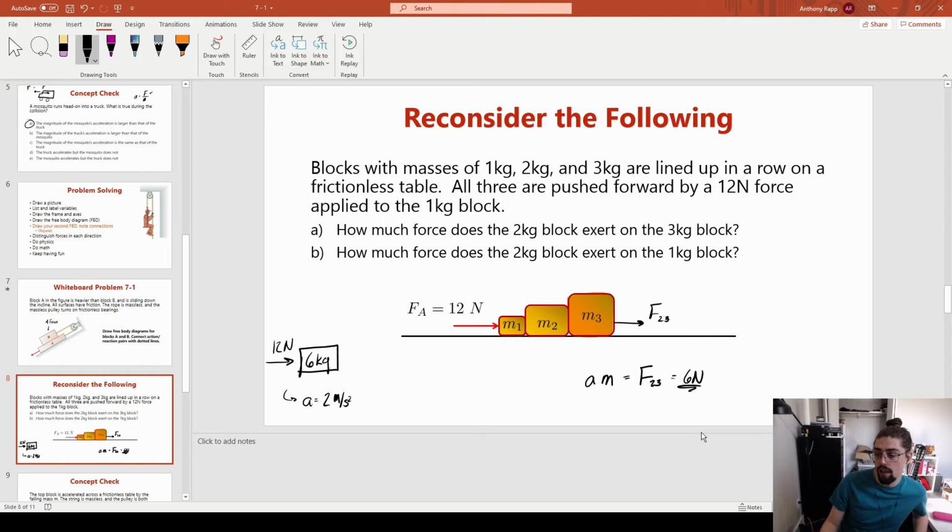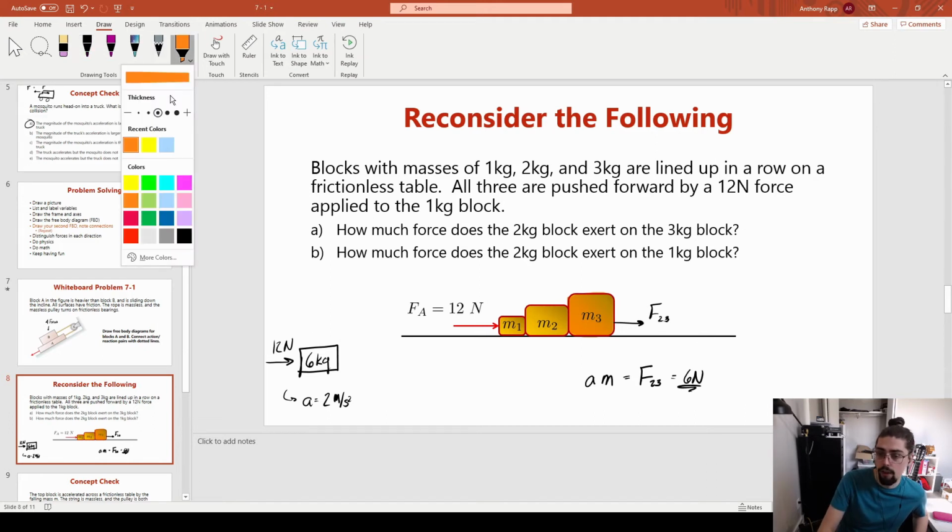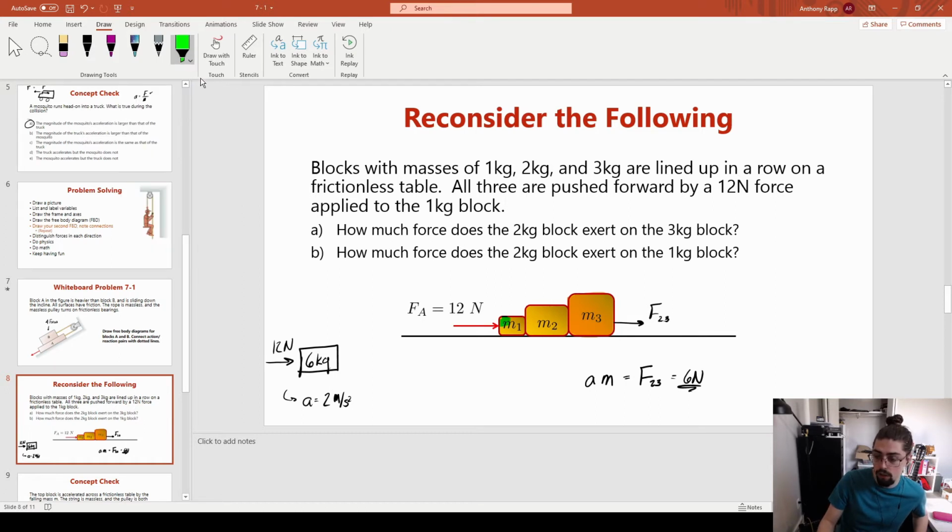Now, I can do the exact same thing with 1 and 2. If I look at block 1 specifically, this is going to get a little bit funkier, so let's highlight this one in green so we can get a good view of it. This one is funky because I have my 12 newtons of force pushing me one way, but at the same time, block 2 pushes back on block 1.